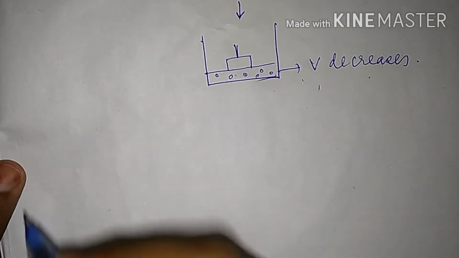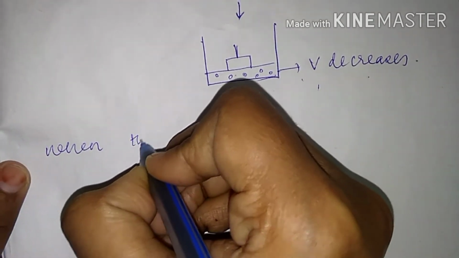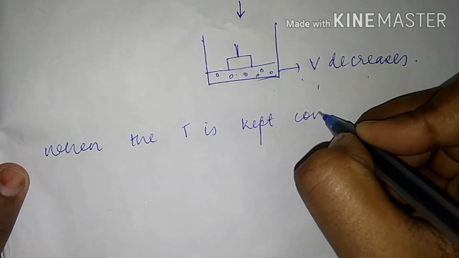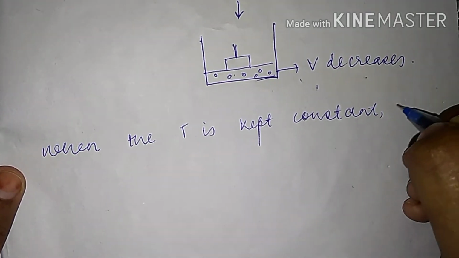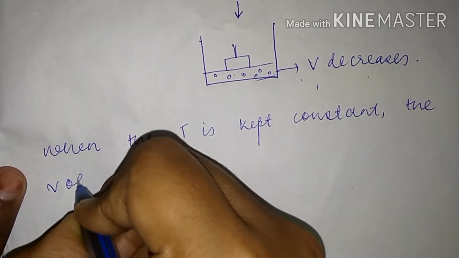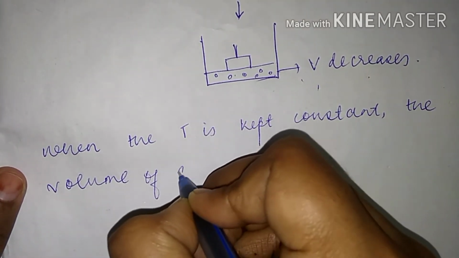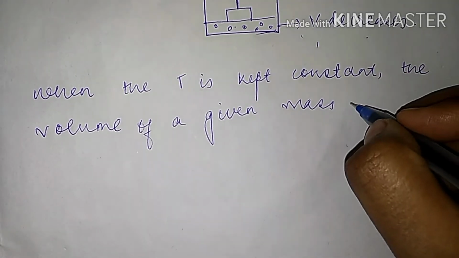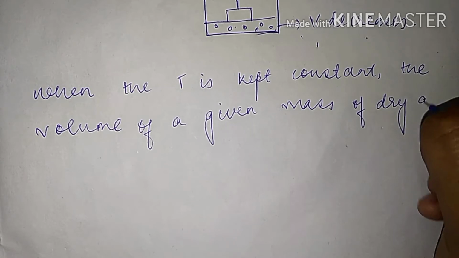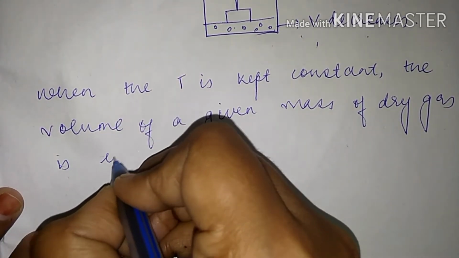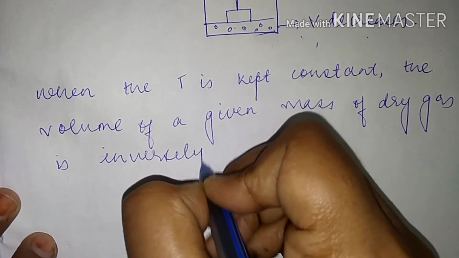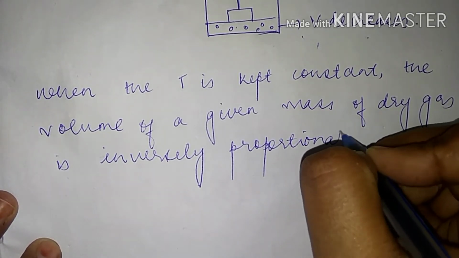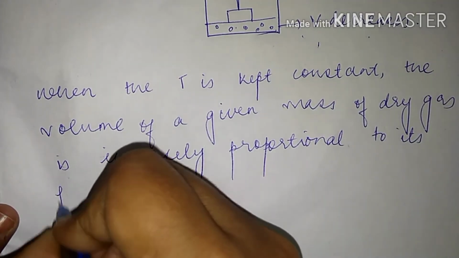Boyle's law states that when the temperature is kept constant, the volume of a given mass of dry gas is inversely proportional to its pressure.